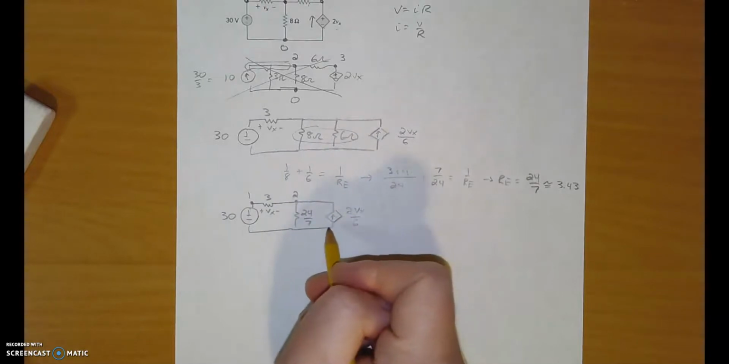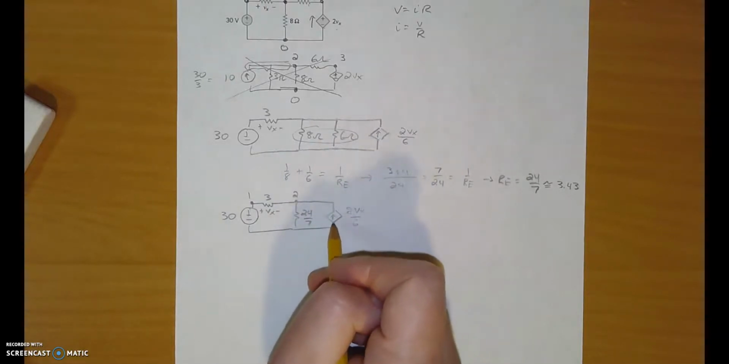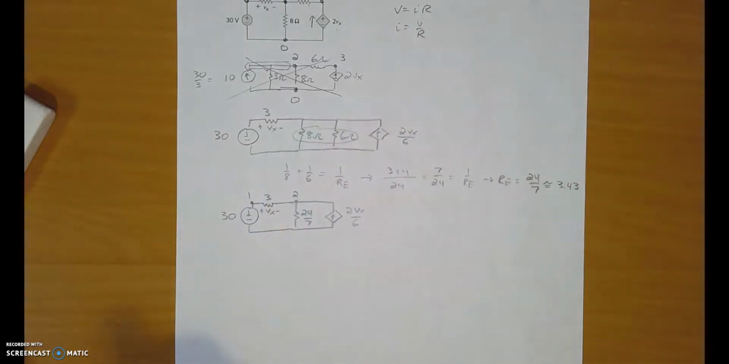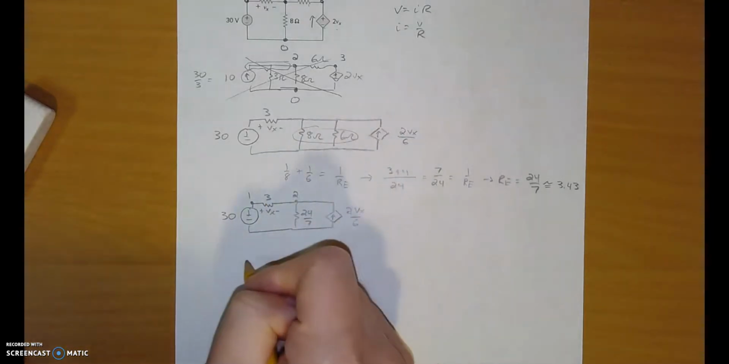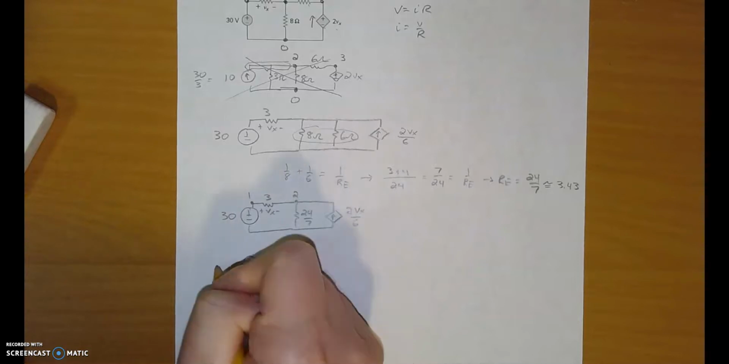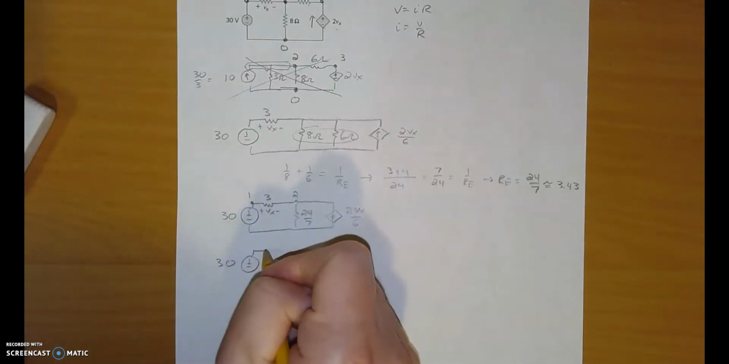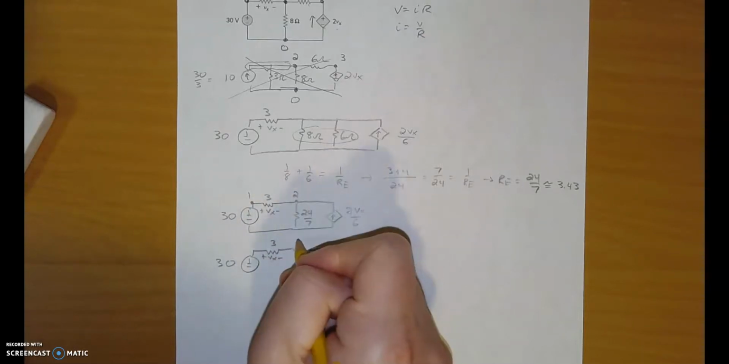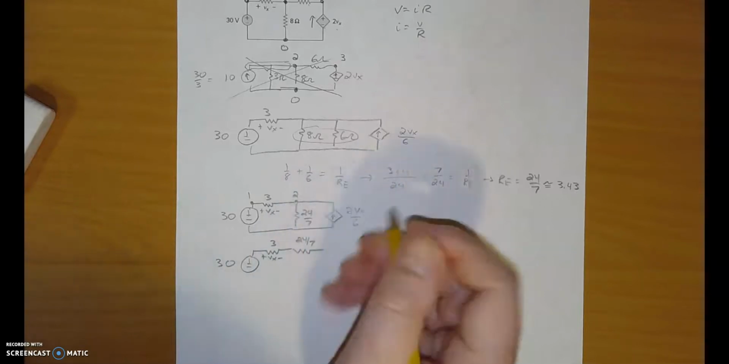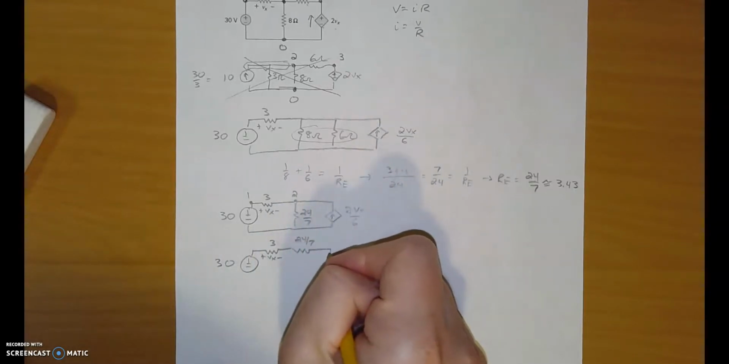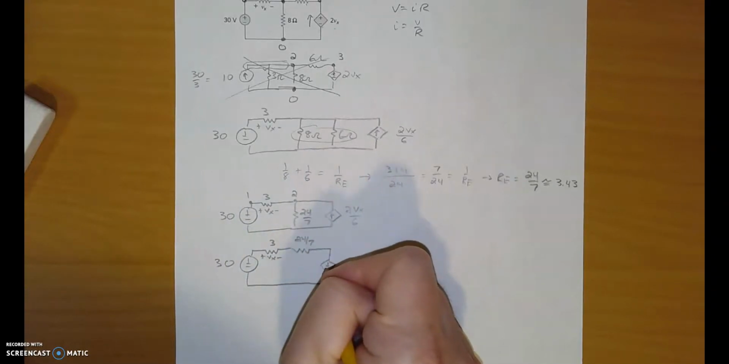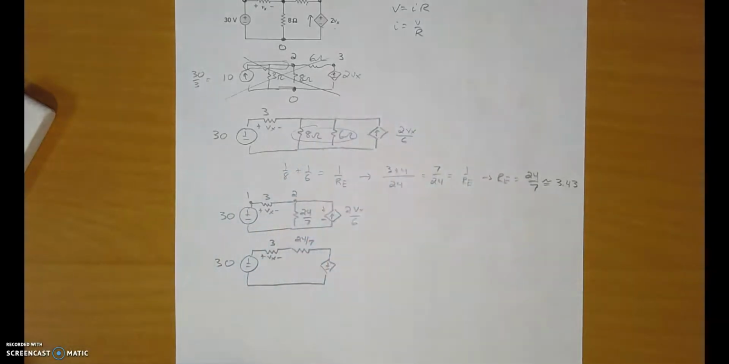But I can do a source transformation and turn this back into a voltage source and put this in series with that, which may be of some use. So we'll do that real quick. And we're going to get 24 over 7. And then this will turn into a voltage source. Our polarity will match that.